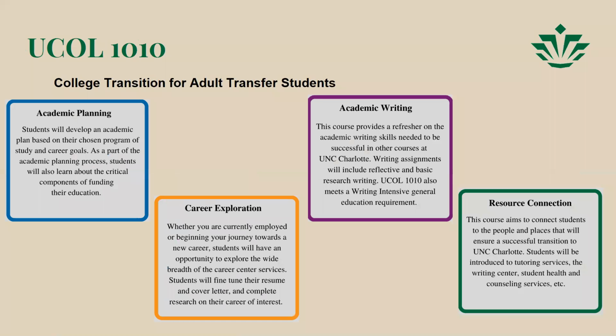Our office has also designed a special class just for adult, non-traditional, and veteran students, and it's called UCall 1010 College Transition for Adult Transfer Students. This class focuses on things that are relevant to you, like academic planning, to help you understand your path to a degree. We talk a lot about career exploration to assist you in identifying jobs that fit both your interest and your choice of major, as well as an introduction to campus resources.